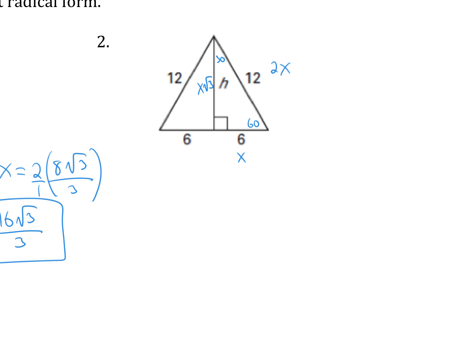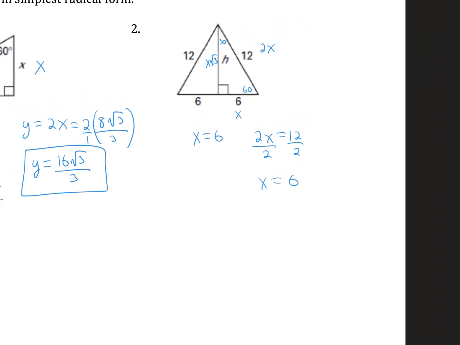Okay, so we have a couple things here. We can say x equals 6, which is helpful, or we can say 2x equals 12, and how do we solve for x? Divide by 2. We get x equals 6. So it's basically the same thing. So if x equals 6, what is x square root of 3 going to be? It's going to be 6 square root of 3, because x equals 6. So that's going to be h. h equals 6 times square root of 3.